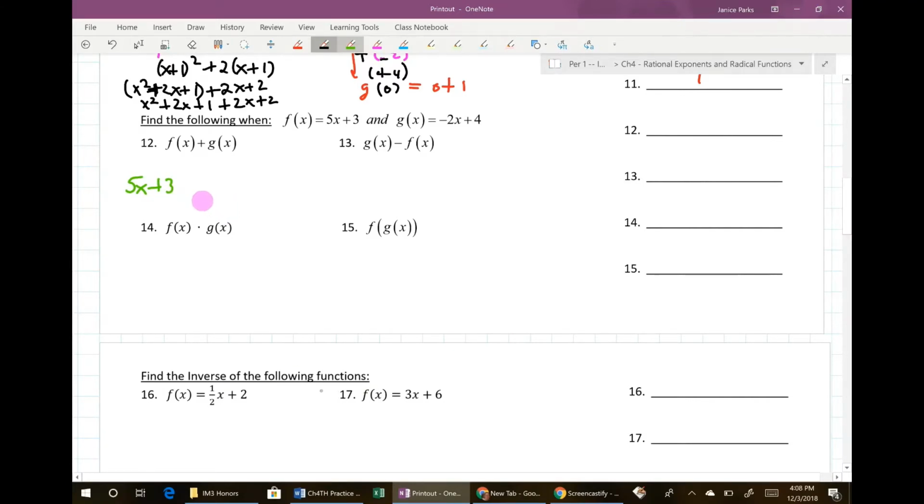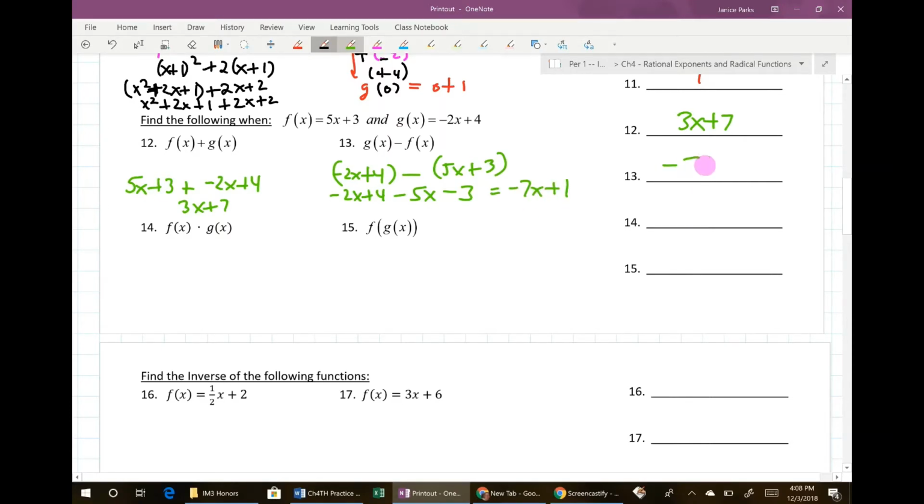5x plus 3 plus g of x, which is negative 2x plus 4, which is 3x plus 7. G of x minus f of x is going to be negative 2x plus 4 minus f of x, so minus 5x plus 3. You have to distribute the minus sign, so that gives you negative 7x plus 1.